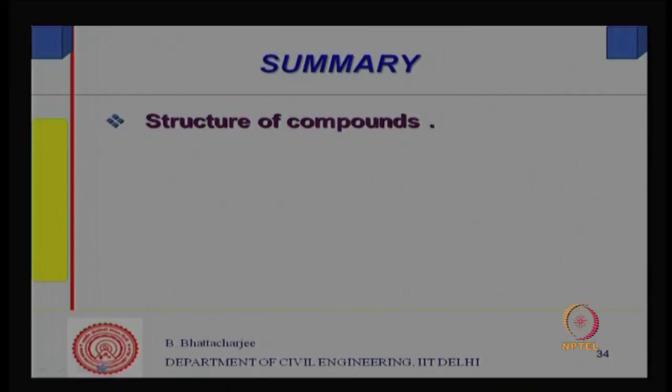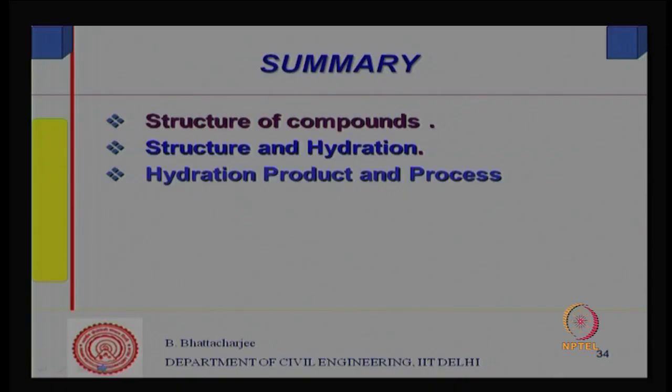So, I think we should summarize right now. We will summarize our discussion at this stage. The rest of the bonding we will discuss in the next class. Summarizing today's discussion, we have looked into the structure of compounds, the structure and hydration process, and somewhat into the hydration product and the processes involved, and we have also introduced bonding action. So, we first looked into the structure of the cement compounds.